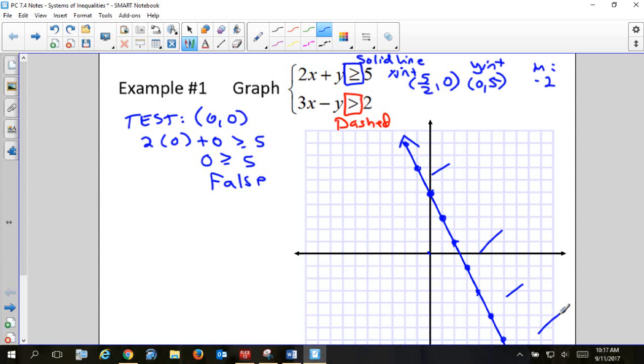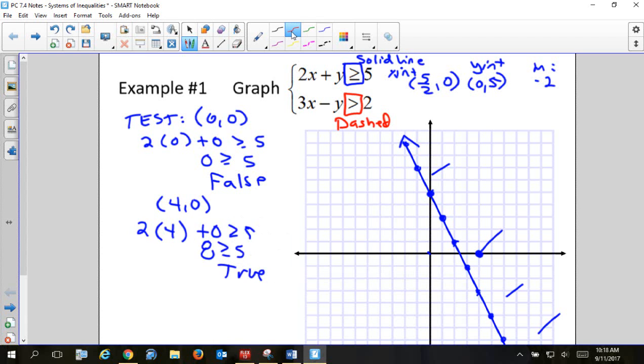But you could test, what would be an easy one, like 4, 0. You don't have to test multiple ones, but I'll just do it to show you. 2 times 4, I probably shouldn't have picked that one, that's okay. 2 times 4 plus 0 greater than or equal to 5. 8 greater than or equal to 5. Yes, that one is true. So something on the other side worked.